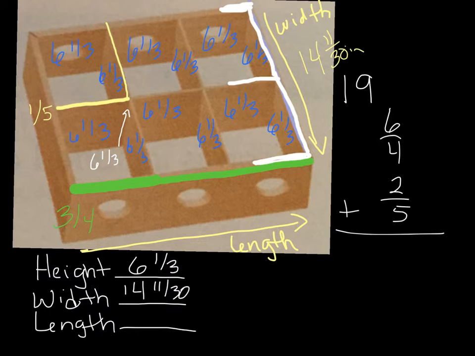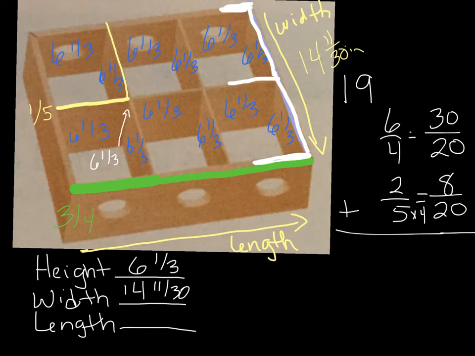As I'm adding these up, I need to find a common denominator. I'm going to just simply use the easiest method, which is multiply my two denominators and get 20. My numerator on top will have a multiple of 5, so that will be 30. My numerator on bottom will have a multiple of 4, so that will be 8. I can now add, get 38 over 20. My whole number is still 19. Check my fraction to see if it's improper. It is improper. We'll fix that fraction.